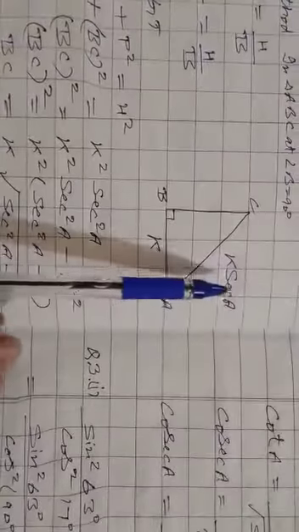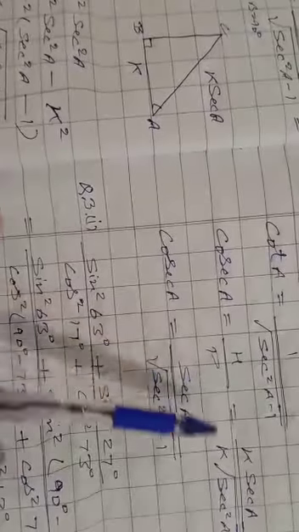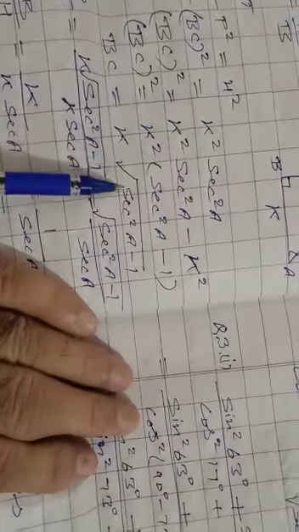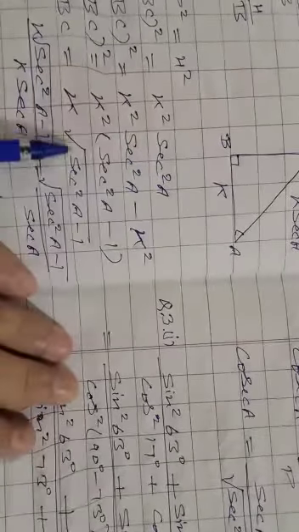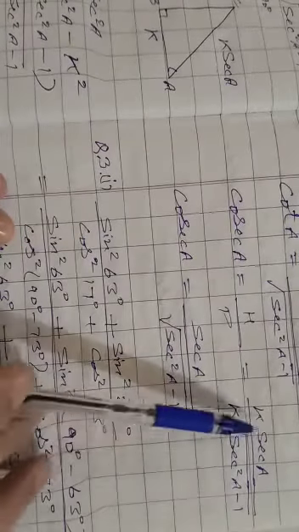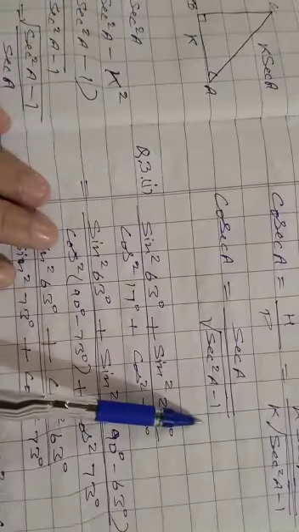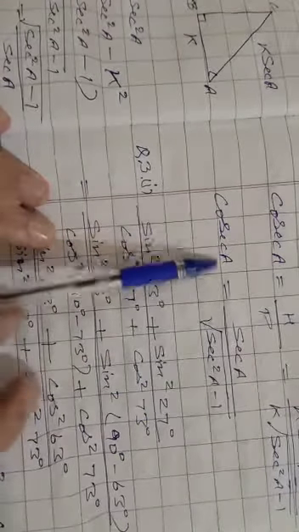Cosec A is hypotenuse upon perpendicular. The hypotenuse is k sec A and the perpendicular BC is k root sec square A minus 1. So we write k sec A upon k root sec square A minus 1. K cancels out, and we get sec A upon root sec square A minus 1. This is the value of cosec A.